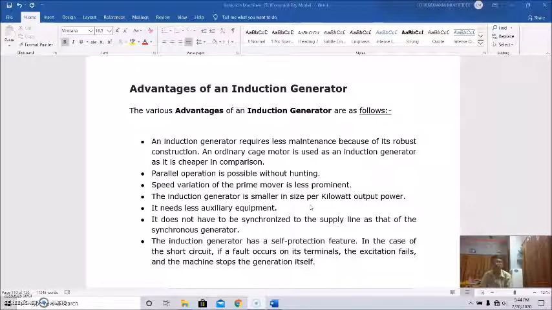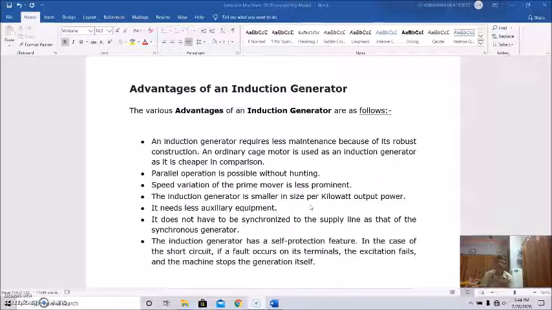An induction generator requires less maintenance because of its robust construction. An ordinary cage motor can be used as an induction generator, as it is cheaper in comparison. Parallel operation is possible without hunting. That's a very important factor.